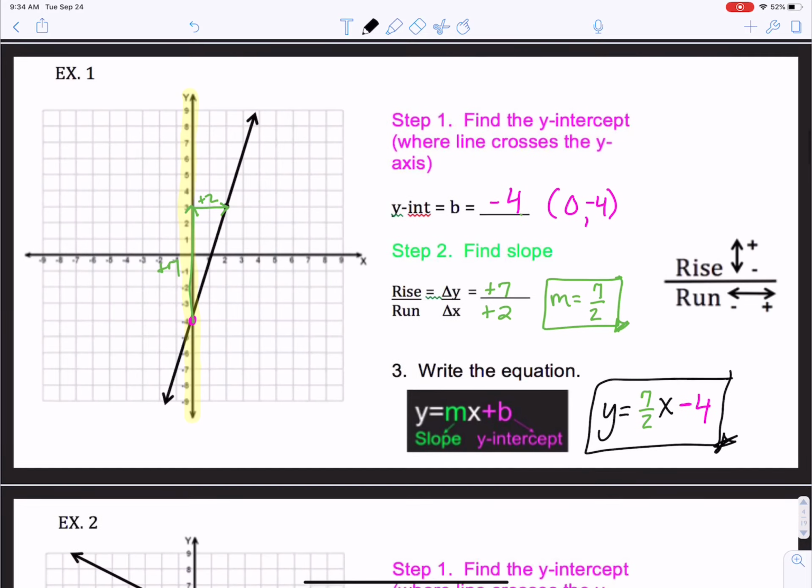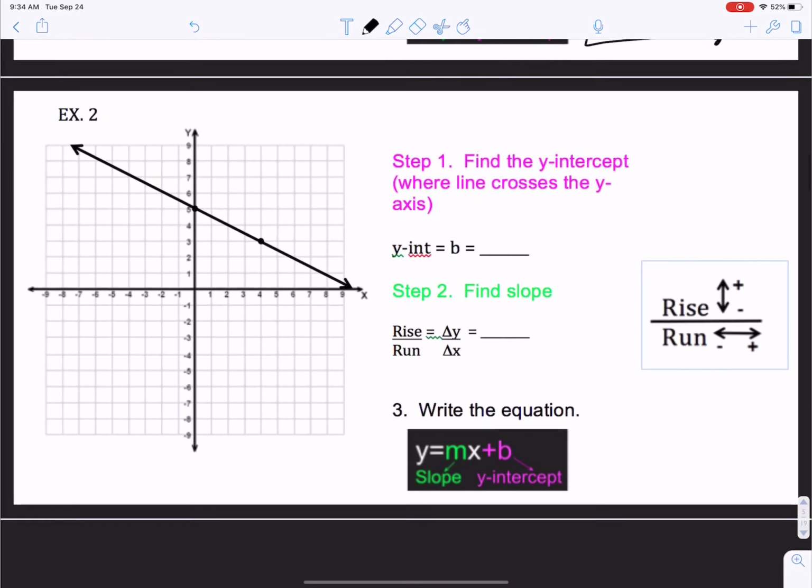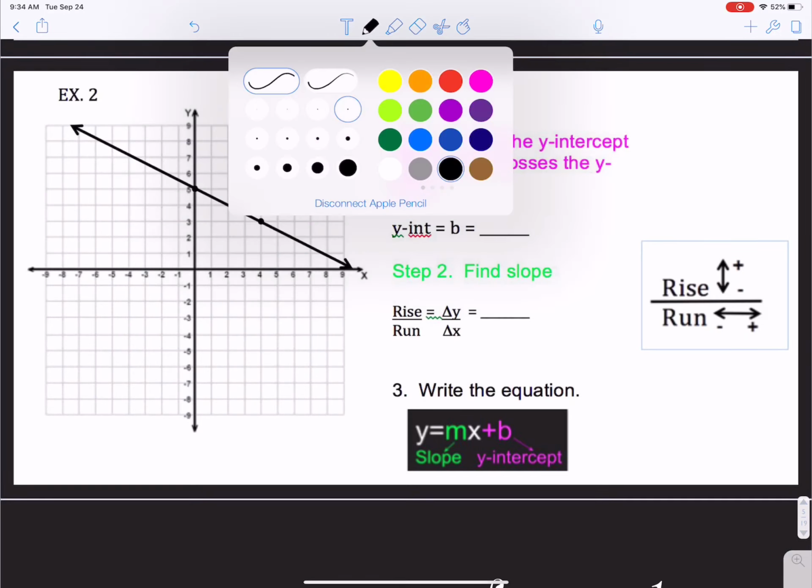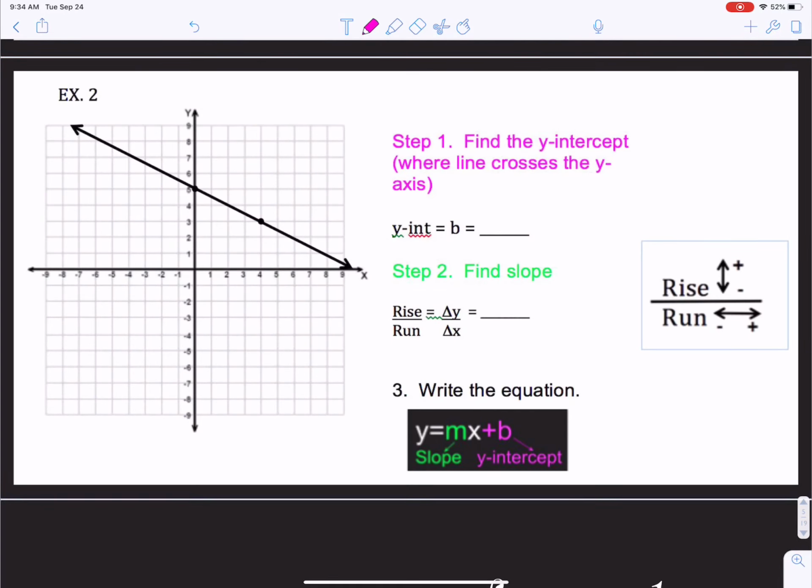So let's look at example 2. Okay. Our first step, remember, is to find the y-intercept from looking to see where the line crosses the y-axis, and that would be here at 5. So my y-intercept is 5. As an ordered pair, we could write that as the point (0, 5), because x is 0 and y is 5. And then we need to find our slope.